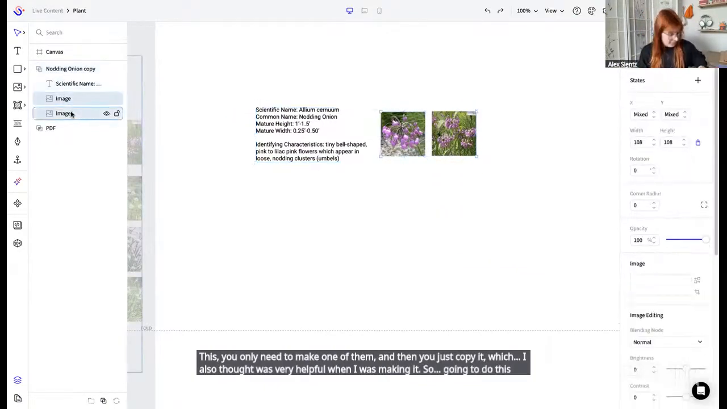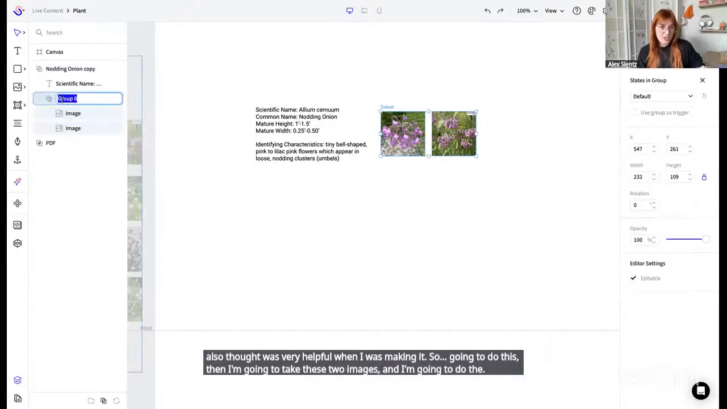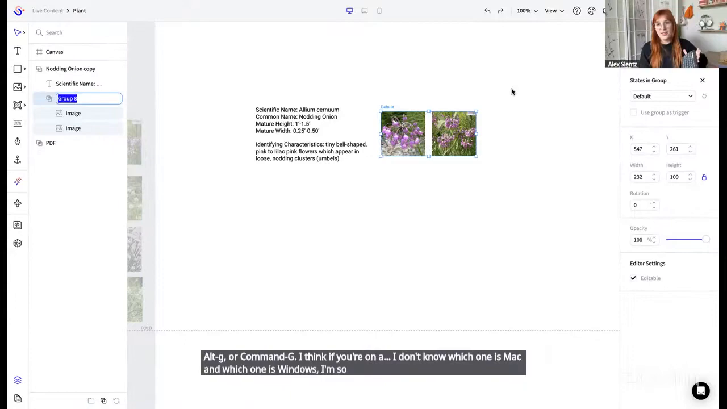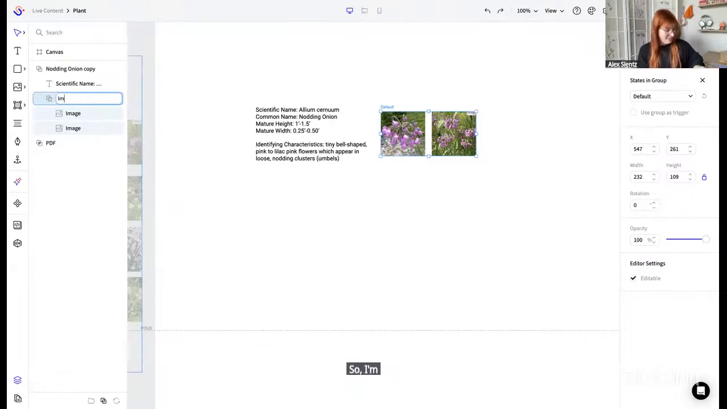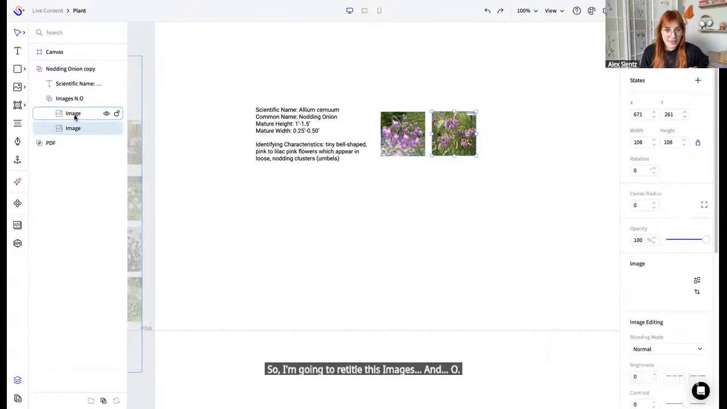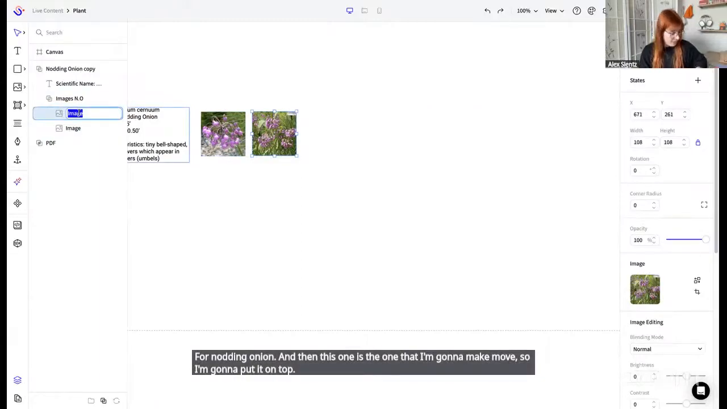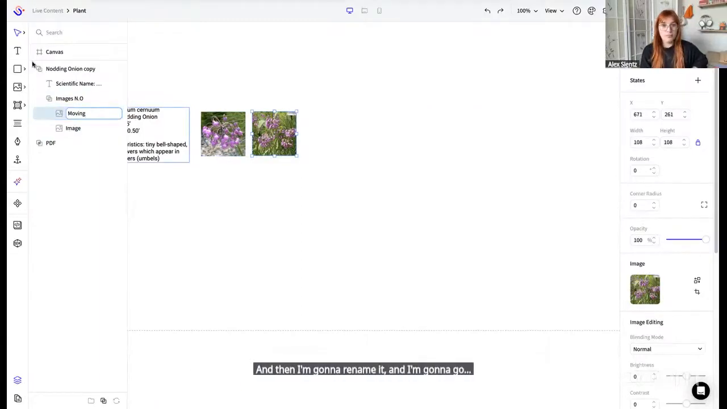Then I'm going to take these two images and do Alt G or Command G. I don't know which one is Mac and which one is Windows. I'm so sorry, I'm using the keyboard that has both of them, so I just use whatever it says there. So I'm going to retitle this Images N-O for Knotting Onion. And then this one is the one that I'm going to make move, so I'm going to put it on top. And then I'm going to rename it and call it moving.